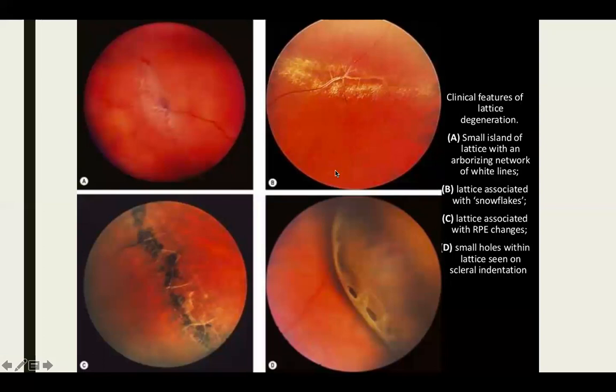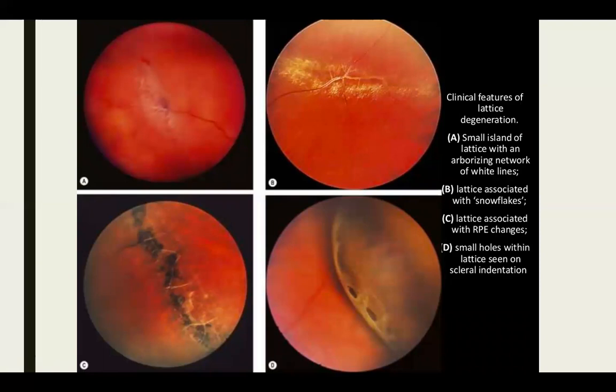These are the various types of degenerations. You can see these small lines over here, and these are snail track degenerations, snowflake degeneration. These are again lattice degeneration. The most common type of degeneration is the lattice degeneration.